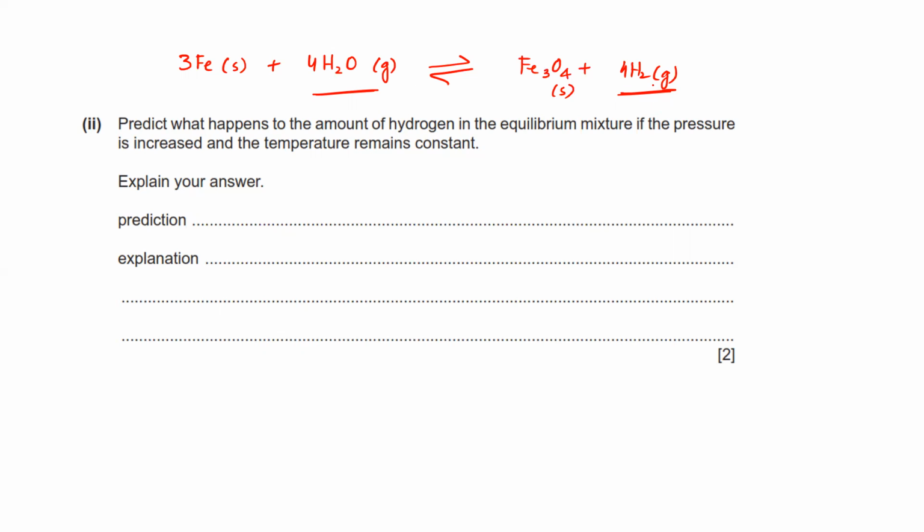So actually what will happen with the increase in pressure? Nothing will happen. So the amount of volume remains the same. The equilibrium will keep on existing as it was. So actually no effect on the hydrogen amount.